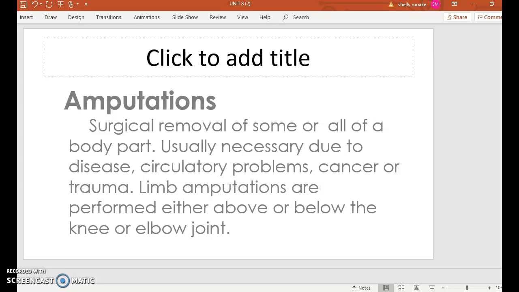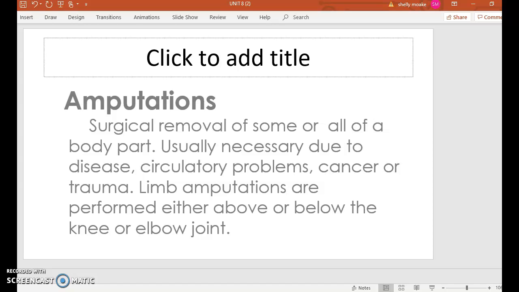Amputations. Amputations are surgical removal of some or all of a body part, usually necessary due to disease, circulatory problems, cancer, or trauma. Common is somebody who has a diabetic sore that doesn't heal and ends up having to have their toe or their foot or something amputated. That's one of the diseases that could cause it. Peripheral vascular disease could be a circulatory problem. It could be cancer.